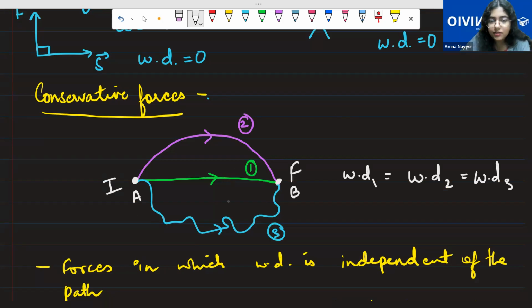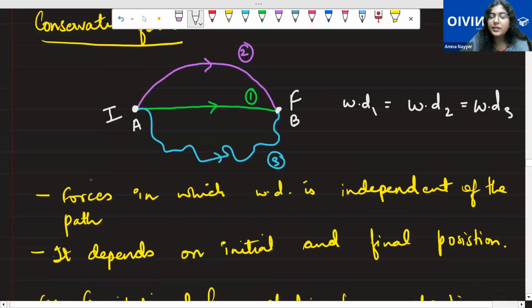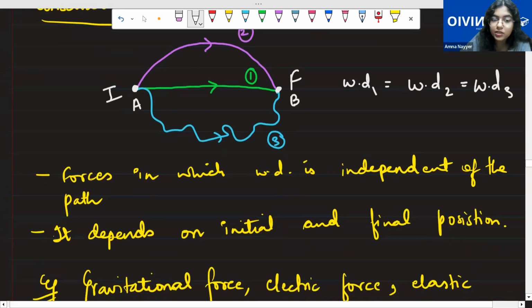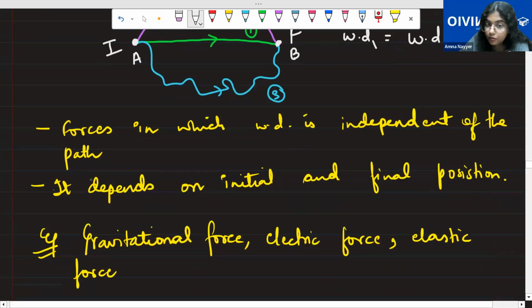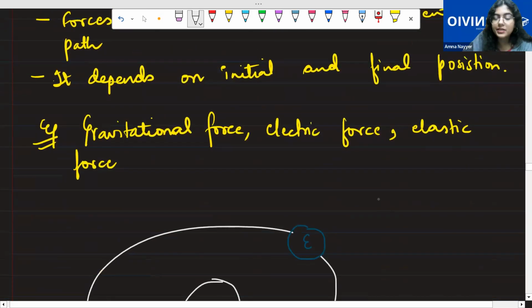Okay, you have these 3 points, 1, 2, 3. It just depends on the initial and the final point. So forces in which work done is independent of the path, it just depends upon the initial and the final position, like your gravitational force, your electrostatic force, your elastic force. These will repeat themselves.